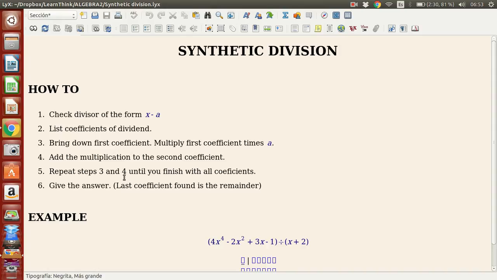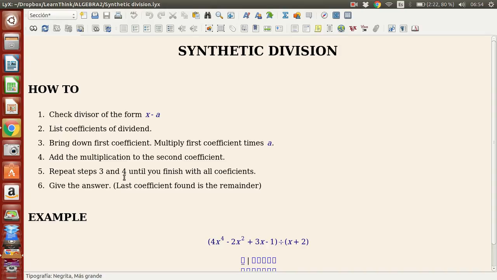There are some methods of substitution in which you can change the divisor in such a way that you can get it in the form x minus a. However, it's better that you be sure to apply this substitution to check the form of the divisor, or if you have no idea, do not apply it. Do long division. There's another video to explain long division. So check that the divisor is of the form x minus a.